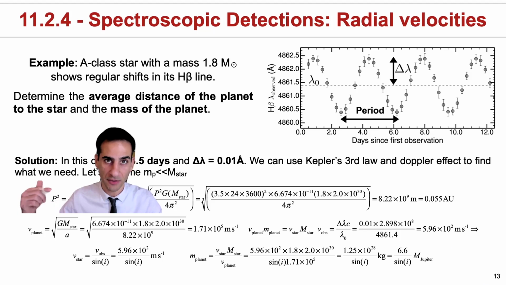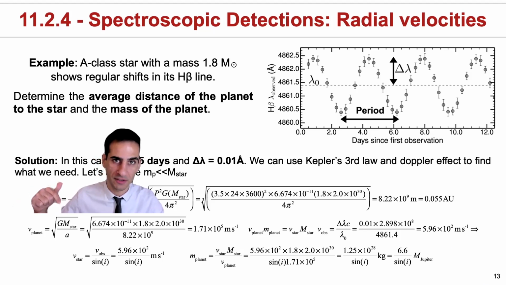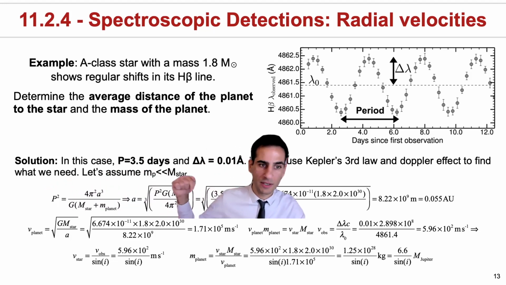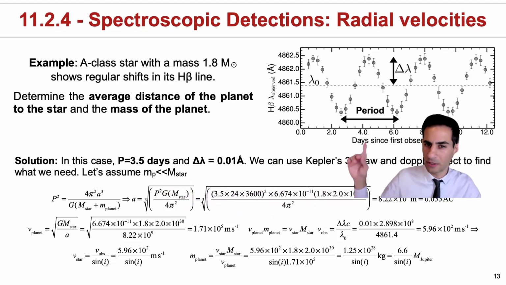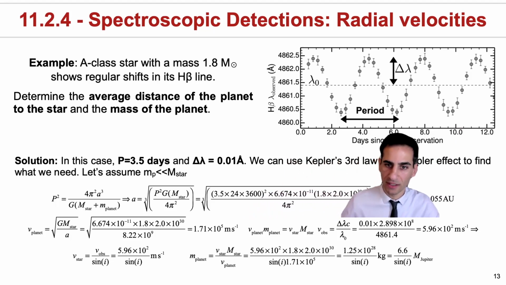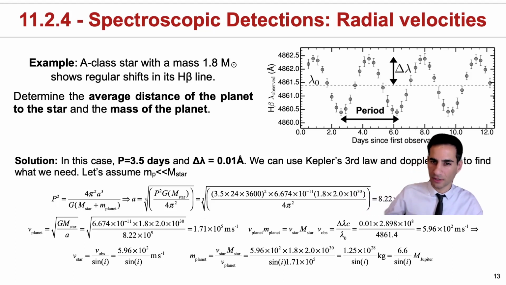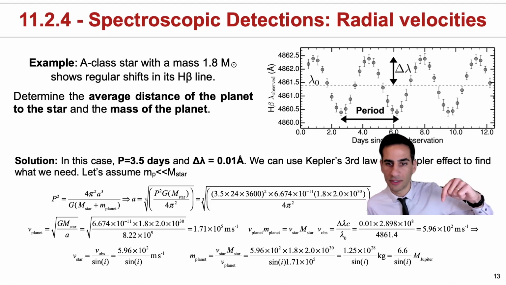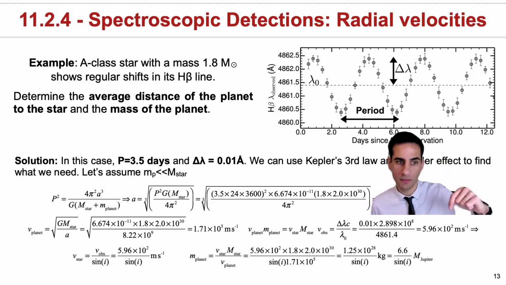The next step that you can take is to understand that the average velocity of the planet is just the square root of G mass of the star over the average separation. You can actually calculate this because we've now calculated the average separation from Kepler's third law, which involved us calculating the period. So this is where the period really comes in. By using the Doppler effect and the delta lambda we measured, we can actually see that the average velocity observed, and this is important, is around 5.96 times 10 to the 2 meters per second.